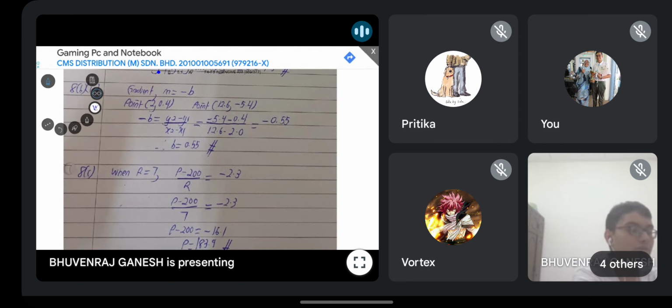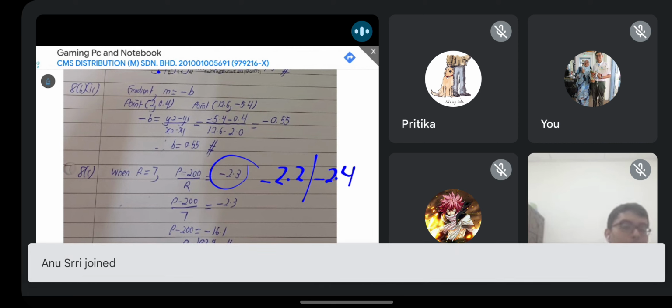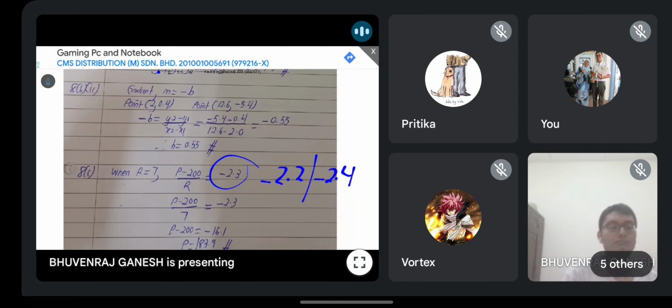So again, the y-intercept value depends on your graph, guys, how you draw your graph. Maybe you might get negative 2.2 or maybe negative 2.4 as your y-intercept, still okay, no worries. Your answer won't be affected that much. Again, these two are not the only answer, there will be a range.